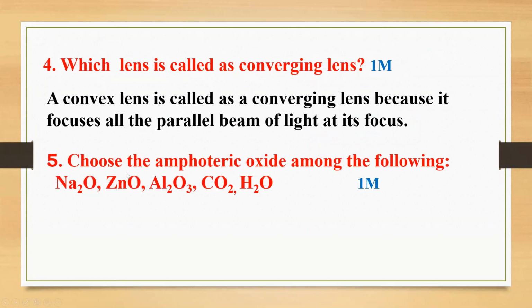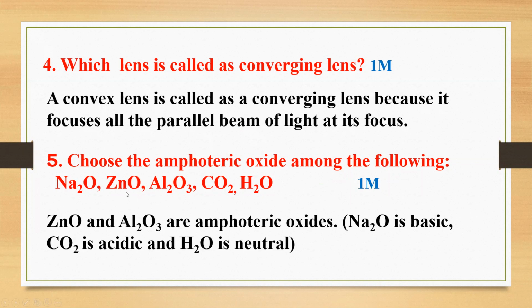5th one. Choose the amphoteric oxide among the following: Na2O, ZnO, Al2O3, CO2, H2O. Here, what is meant by amphoteric oxide? The oxide which can react with both acid and base. That type of oxides are called as amphoteric oxides. Here zinc oxide and aluminum oxide, ZnO and Al2O3, have the ability to react with both acid and also base. That's why ZnO and Al2O3 are amphoteric oxides.